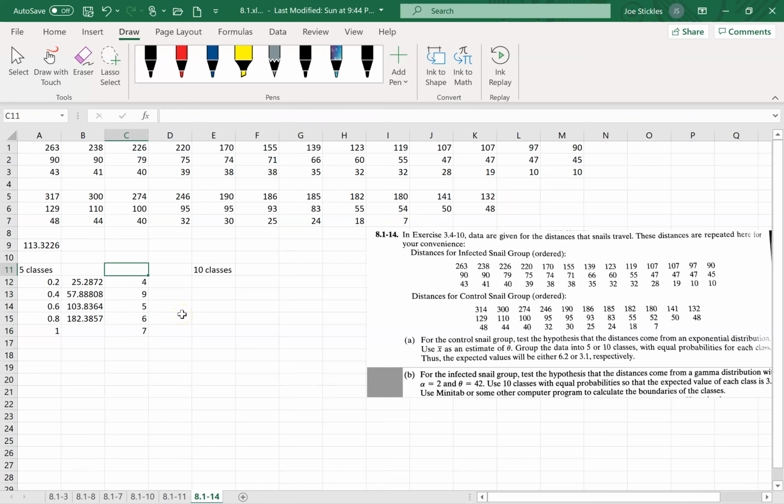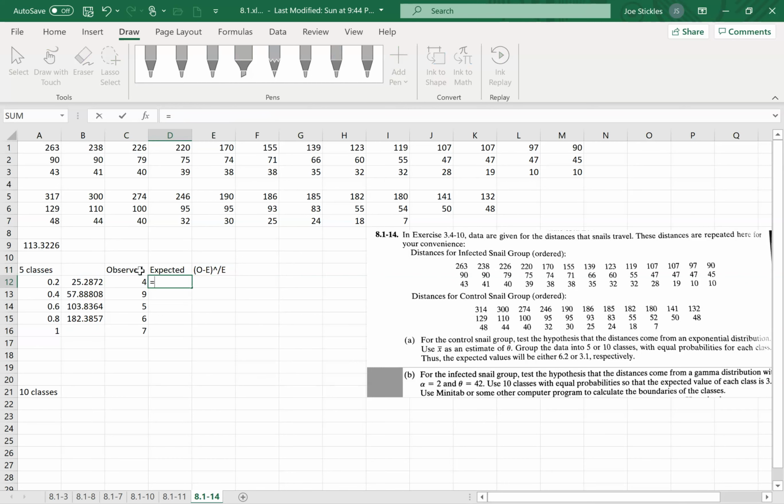All right, I want to move this 10 classes over a bit. And maybe I'll move it down here. I don't know, I need to put it somewhere. This is our observed column. This is our expected column. This will be our observed minus expected squared over expected.